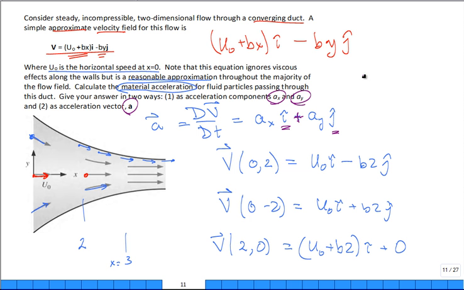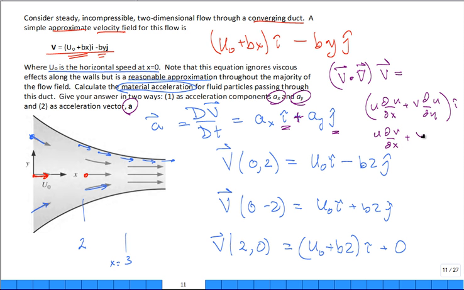And in 2D, that V dot del applied to V turns out to be U partial with respect to x, U plus V partial with respect to y, U. That's all our i component. And then the j component is U partial with respect to x, V plus V partial V with respect to y, j. Need to do that, okay? We'll press forward.